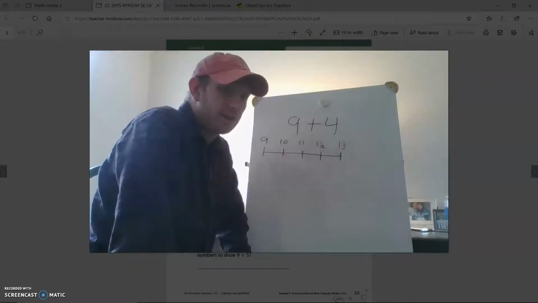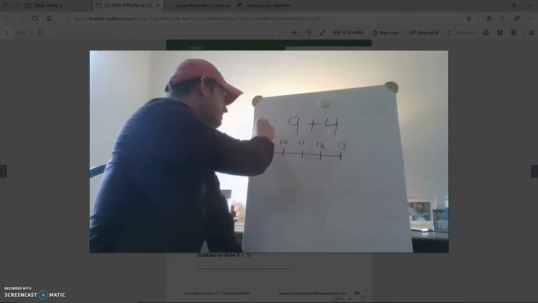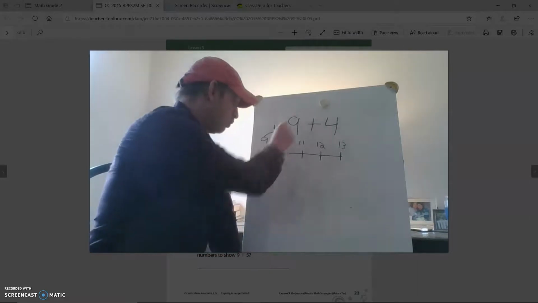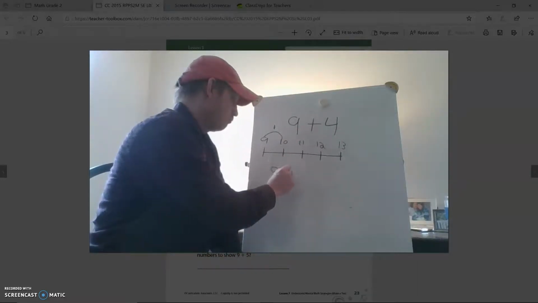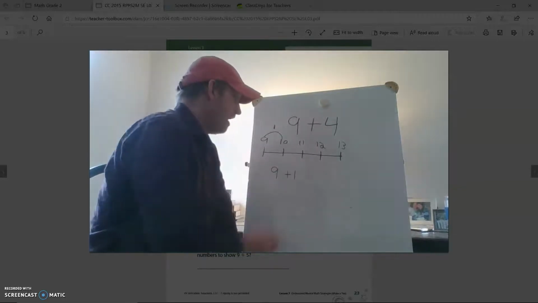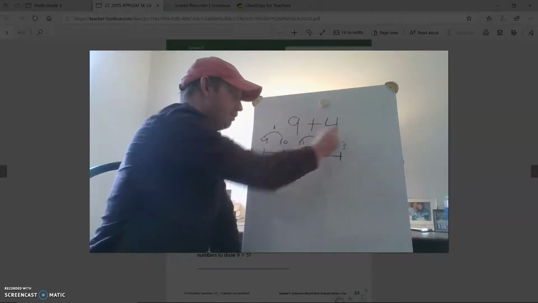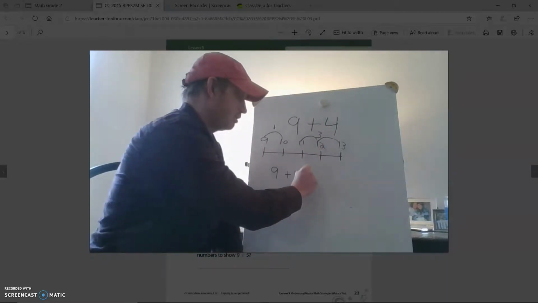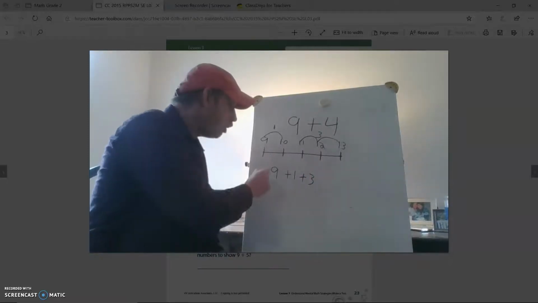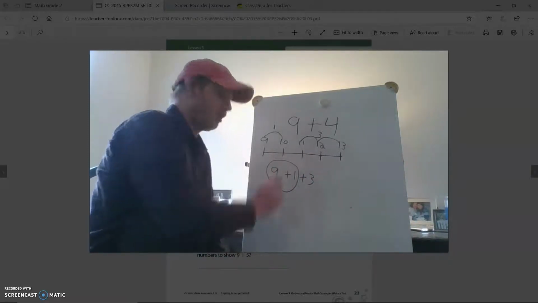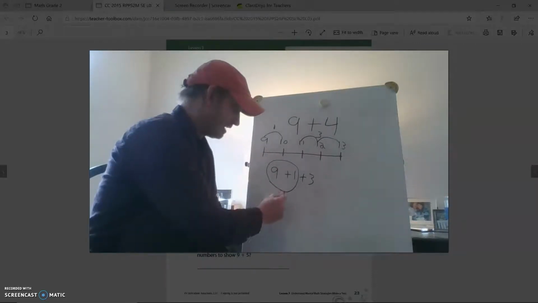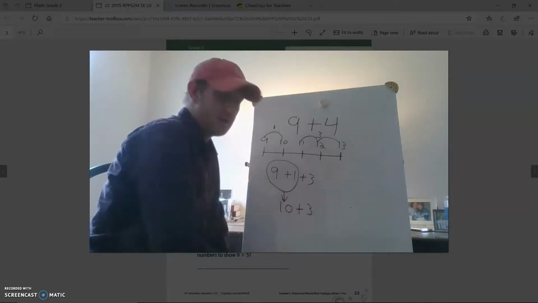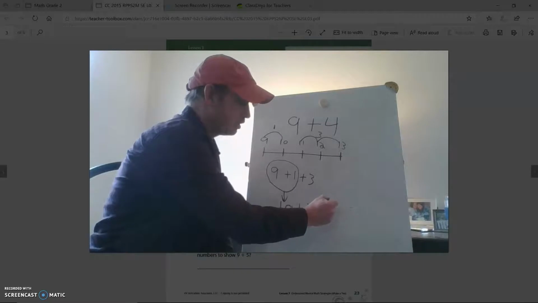So when I look at my number line, the first thing I see is that 9 plus 1 is 10. So we have 9 plus 1, and then 1, 2, 3. There's 3 more up here. So plus 3. And we know that 9 plus 1 is 2 of those magic numbers that make 10. So this is the same thing as saying 10 plus 3, and 10 plus 3 equals 13.